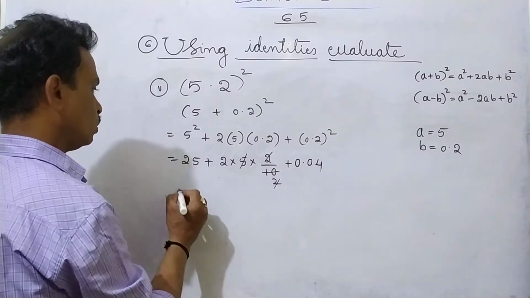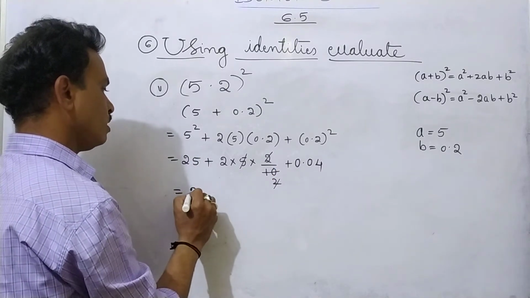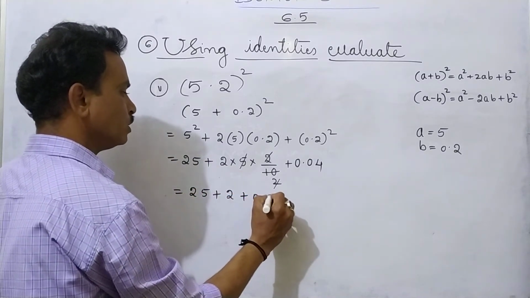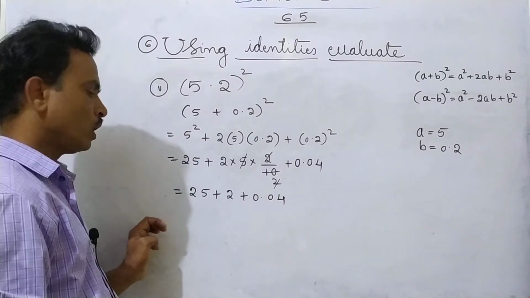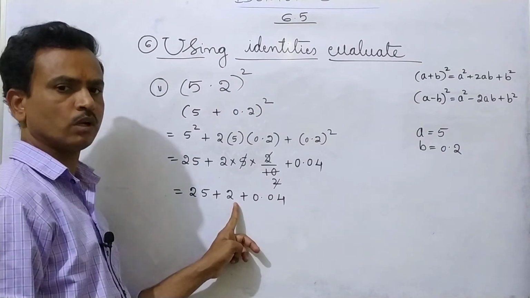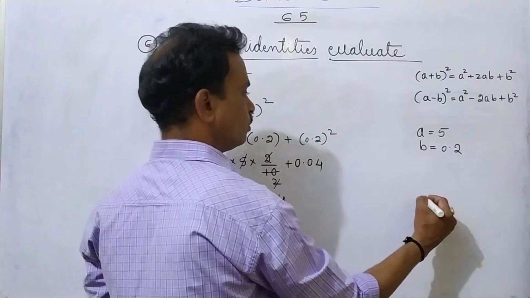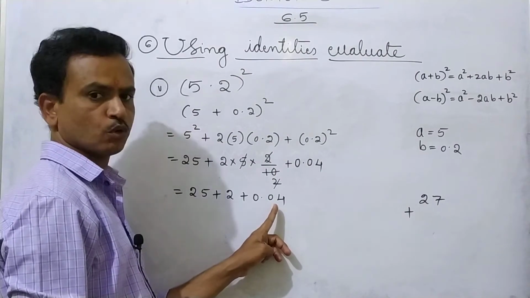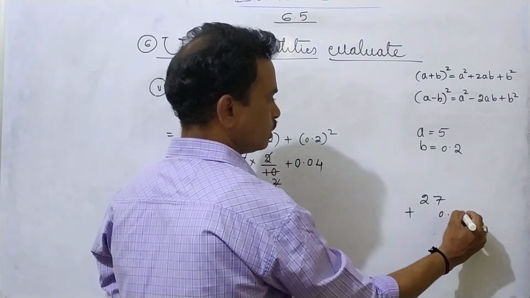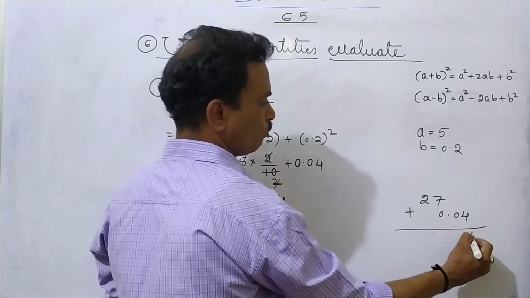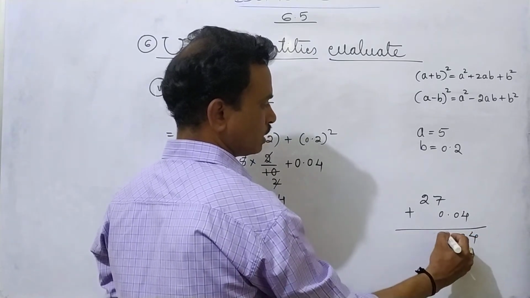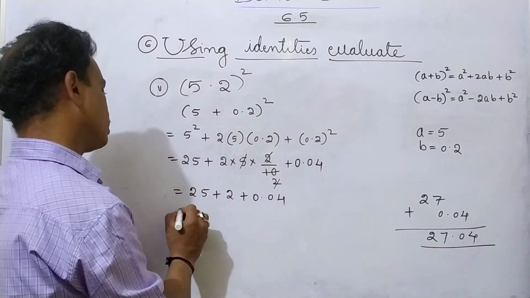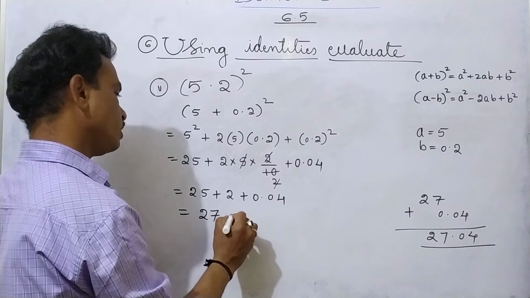0.04. So now what is the answer here? 25 plus remaining here 2 plus 0.04. Okay, now 25 plus 2 becomes 27. 27 plus 0.04. Add these two: 4, 0, 7, 2. That means 27.04 is the answer.